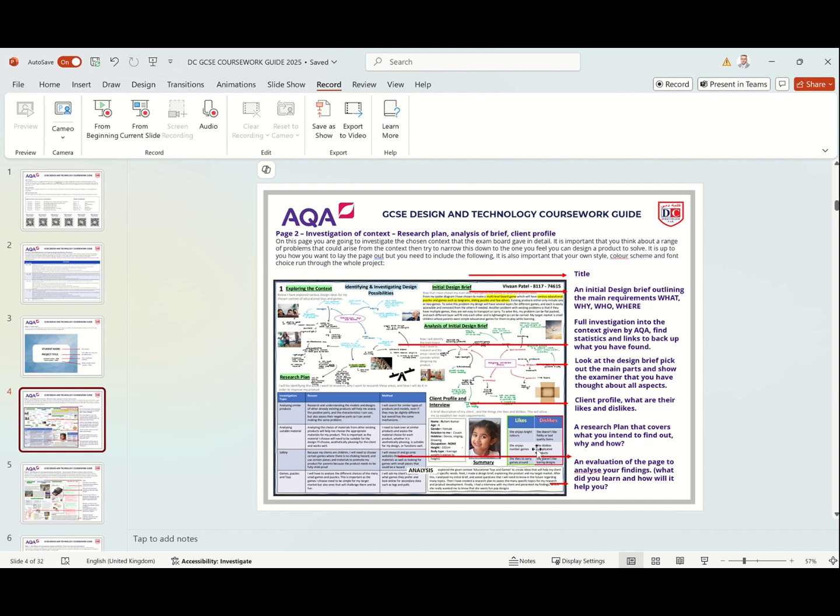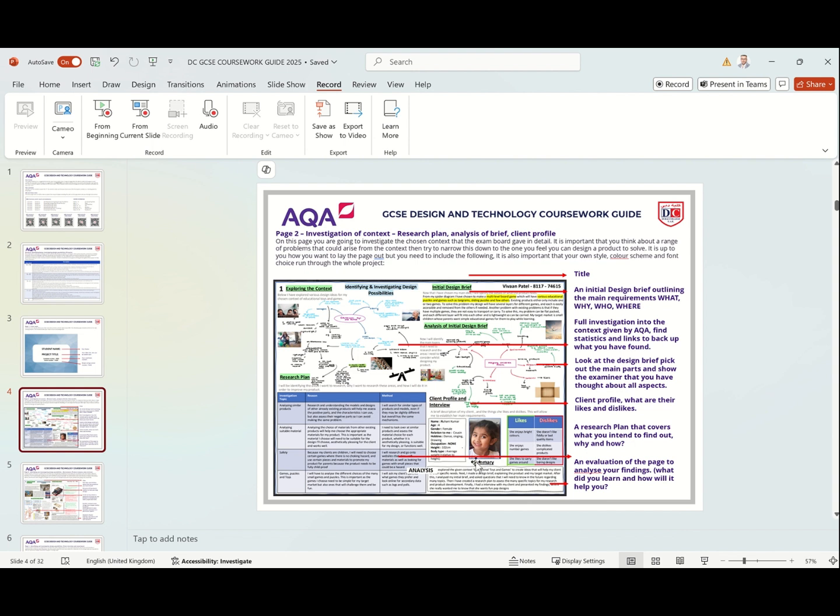And then we move into thinking about a client. So you need a client here, think about who they are, the person, and then their interests, their name, obviously their gender, if they have a relationship, what their hobbies might be, and then some likes and dislikes. So this is your first chance to actually think about your client, who's going to be using the product.